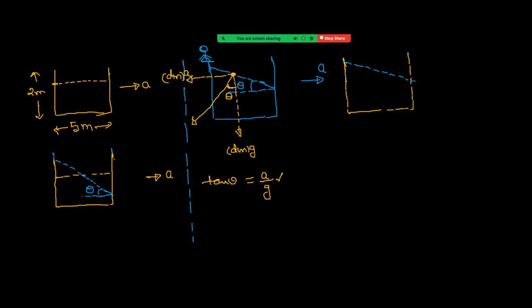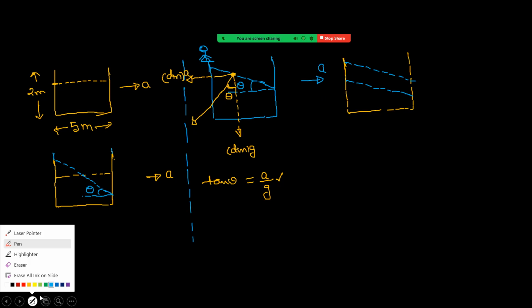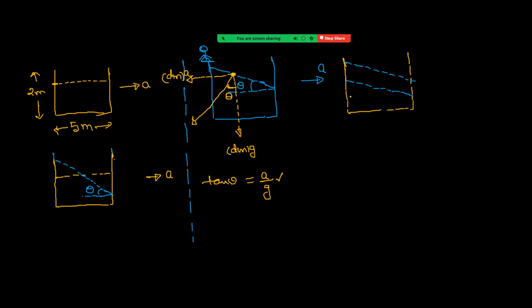This is now the free surface. I'm taking one layer which is parallel to the free surface. Now, at each and every point in this layer, pressure will be the same. If you take any point in this plane, just imagine a plane that is parallel to the free surface, at each and every point in this plane, pressure will be the same.